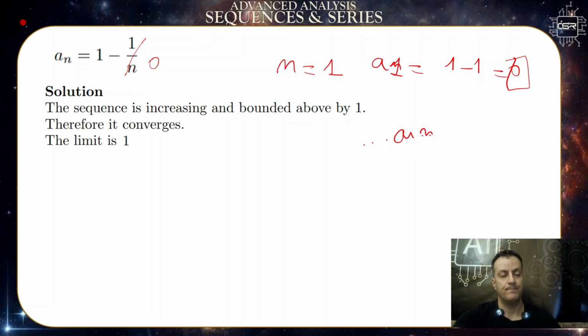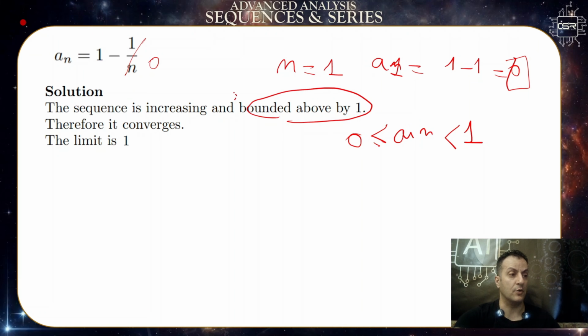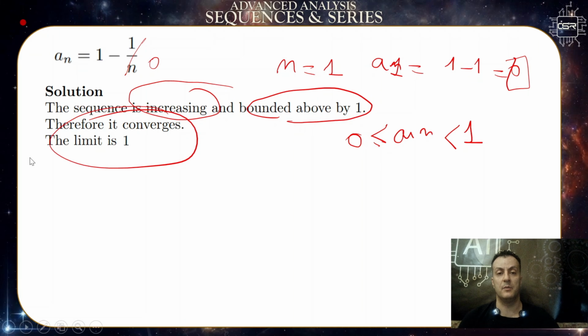So a_n exists between 0, greater than or equal to 0, and less than 1; it never becomes equal to 1. It is bounded above by 1, and also it is monotonically increasing. Therefore, it converges and the limit is 1.